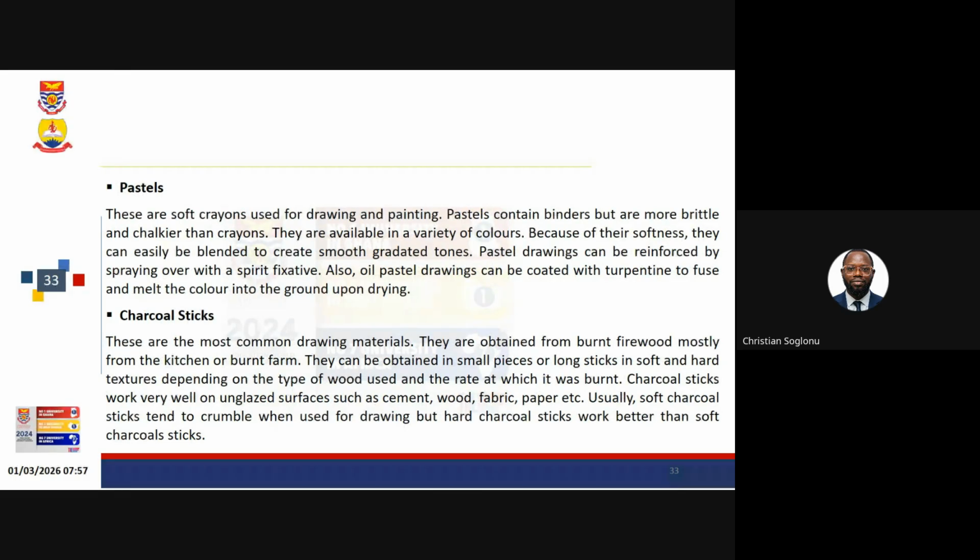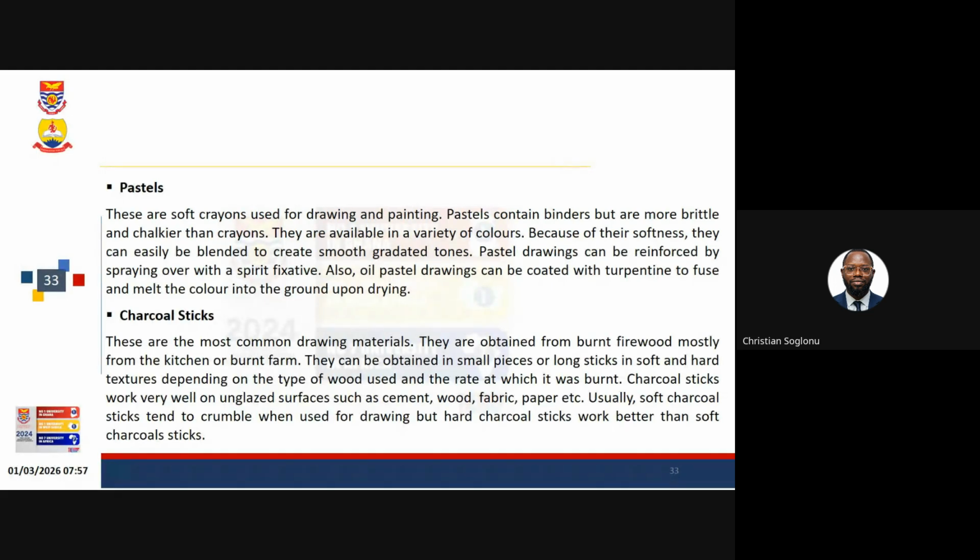So pastel is also another type of dry media. These are soft crayons. So pastels are like crayons. They have those characteristics that crayons have that are used for drawing. Pastel contains a binder. We have different types of binders. You can think of gum arabic and others that bring those pigments, those particles together, so you can shape them into any stick that you want.